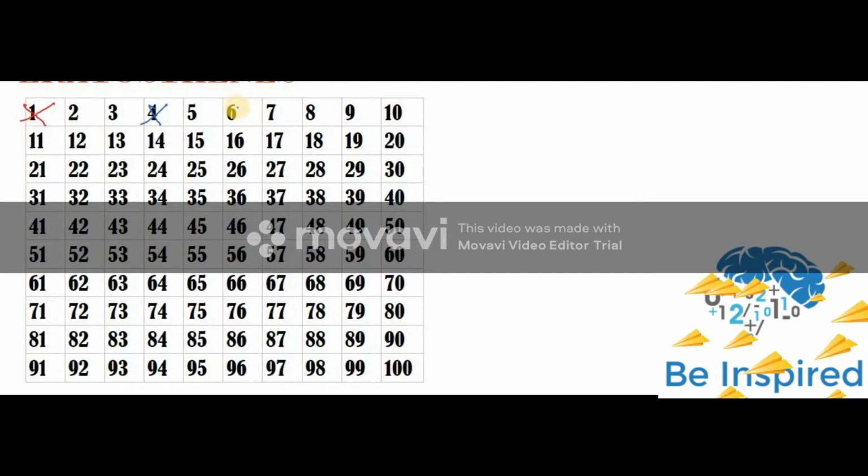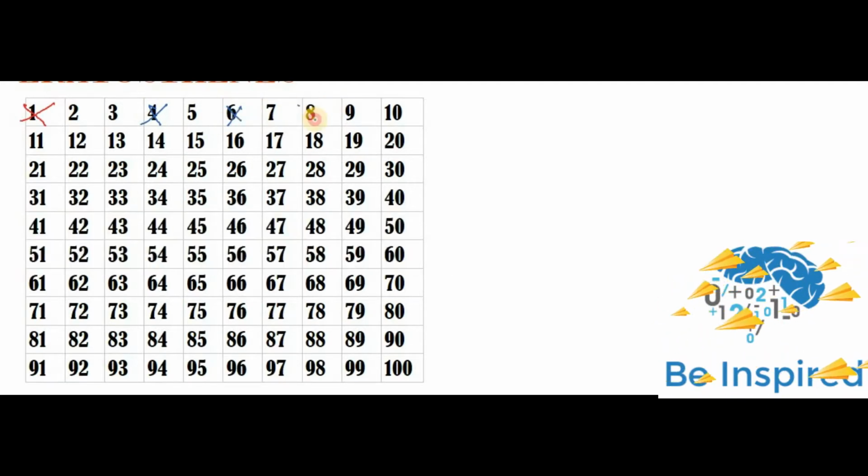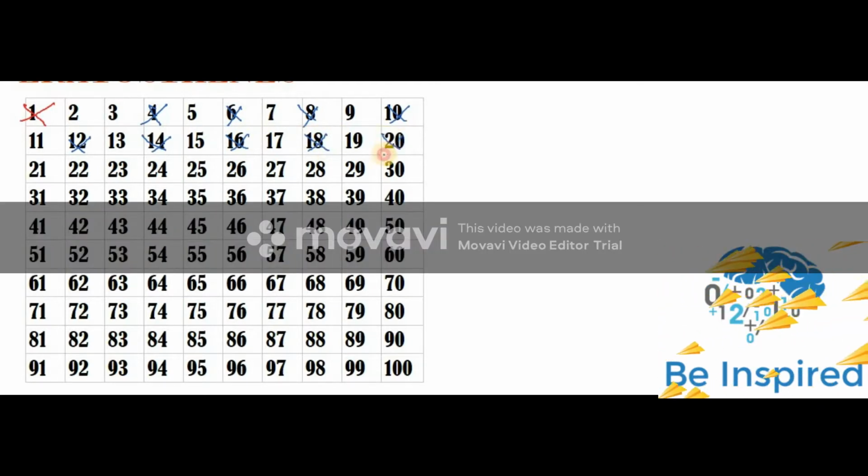2 2s are 4, 2 3s are 6, 2 4s are 8, 2 5s are 10. In other words, just leave 2 digits and you can strike off alternate numbers. All these are multiples of 2, because each and every even number is a multiple of 2. That we know, because each and every even number will be divided by 2. That is the definition of an even number.